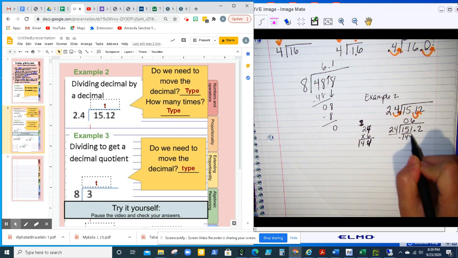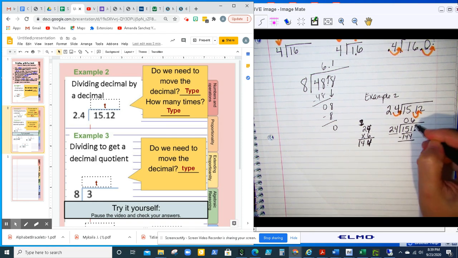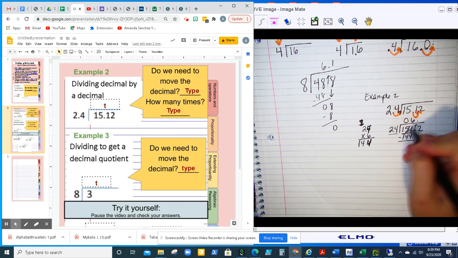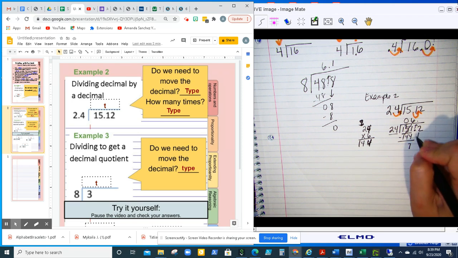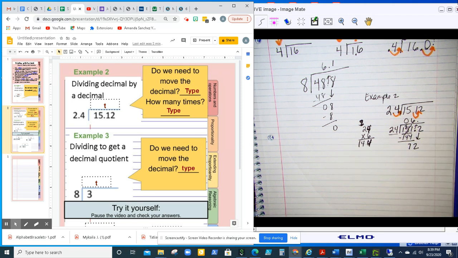Subtract your 144. Have this decimal come up and do some subtracting. So this would become a 4. That would become an 11. So 11 minus 4 is 7. Now drop down your 2. 24. How many 24s can go into 72?